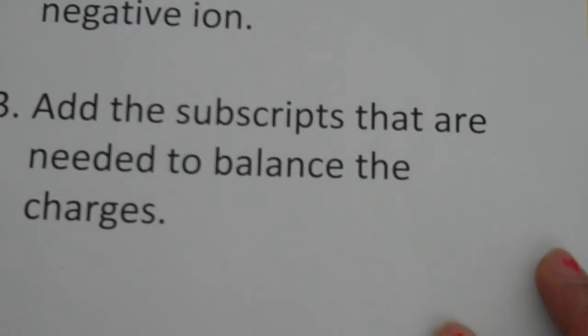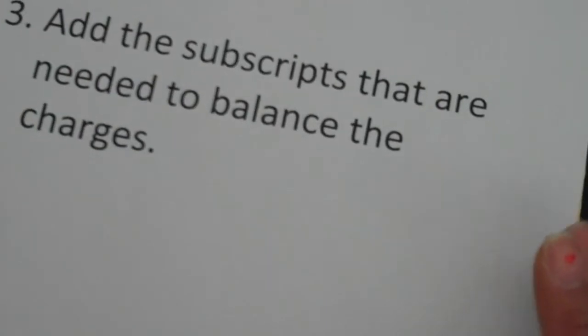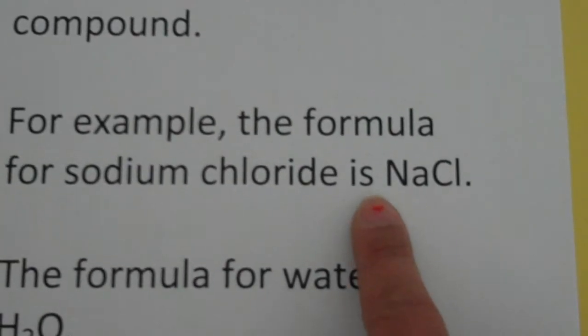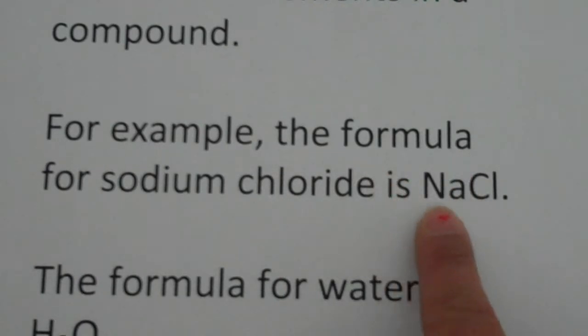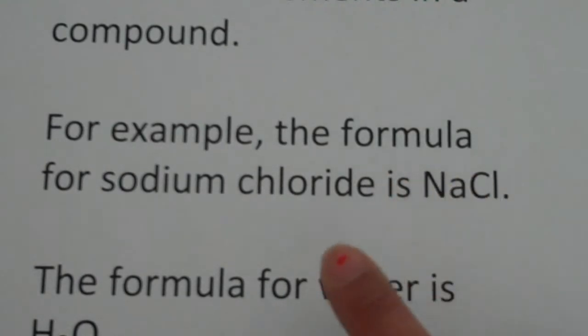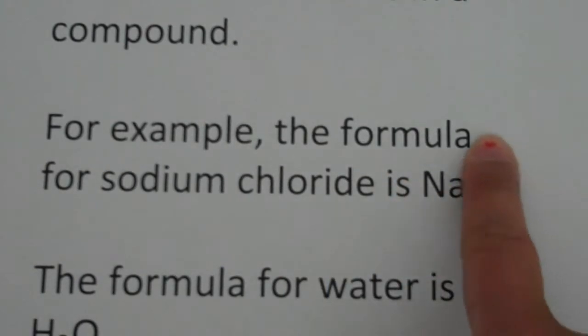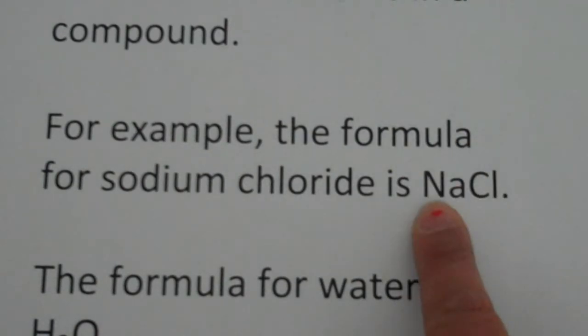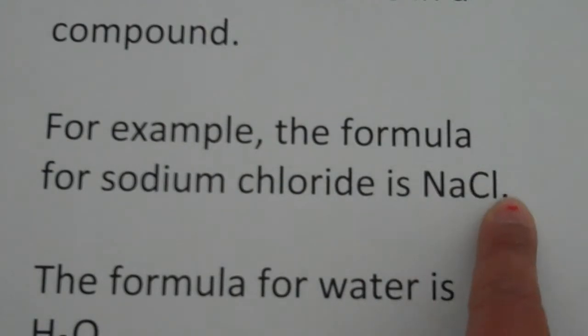Now let's go back to that example here. So for instance, notice here for the sodium chloride, sodium is the metal, that's on the left side, and chlorine is the nonmetal, that's on the right side of the periodic table. So it's the order you always put it in: metal first, nonmetal. So then you have your positive and then your negative ion.